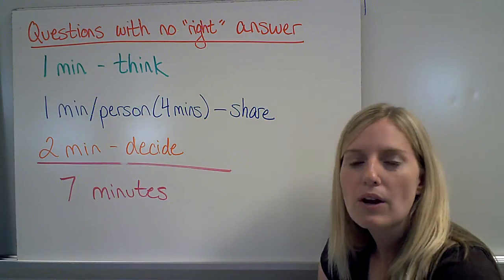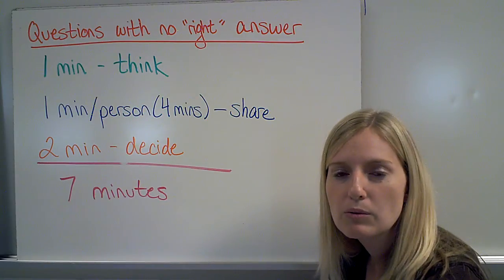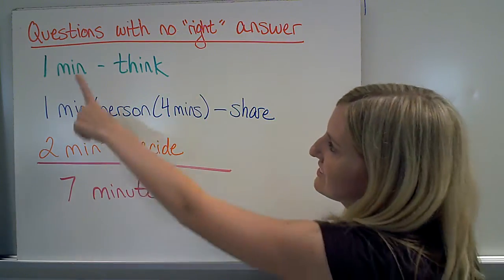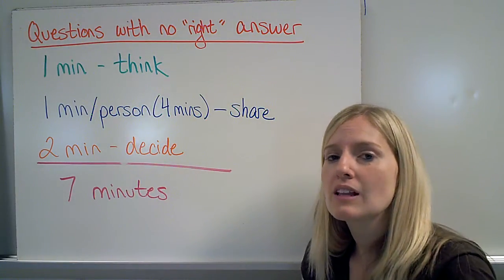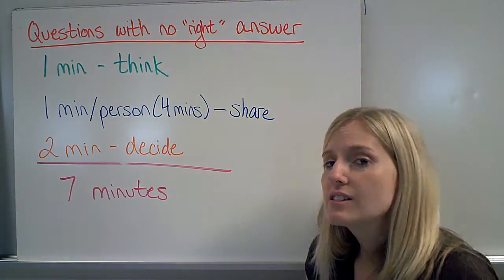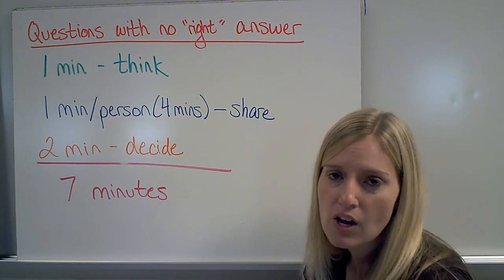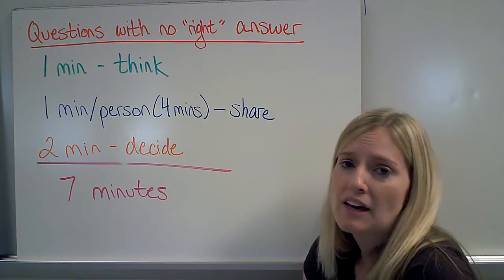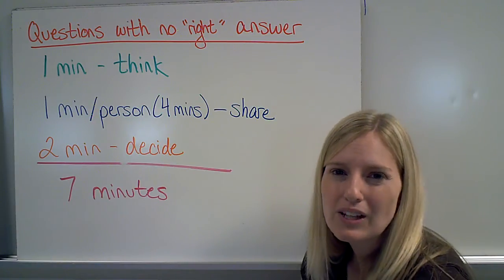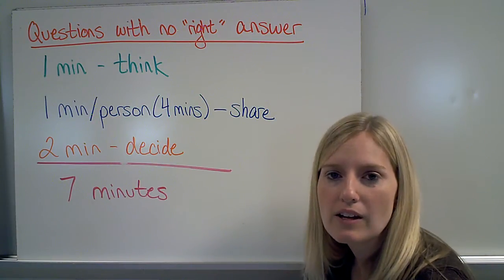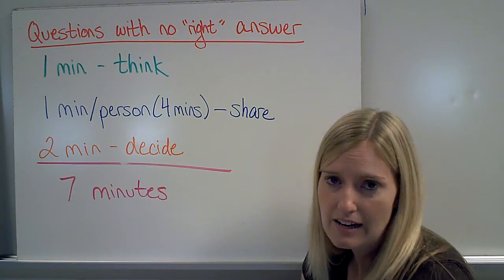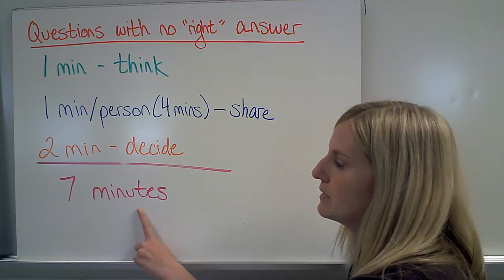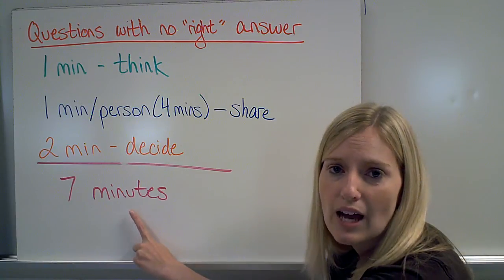So when we have our group discussions, we will usually be answering questions that don't have a right answer. So it could be something like, which one of these things is the most important? Or why do you think that happened? So those things don't really have a right answer, and that's why those things are going to take a little bit longer to think about. So questions like that, I'm estimating, will take about 7 minutes to answer. That would be your total time limit.